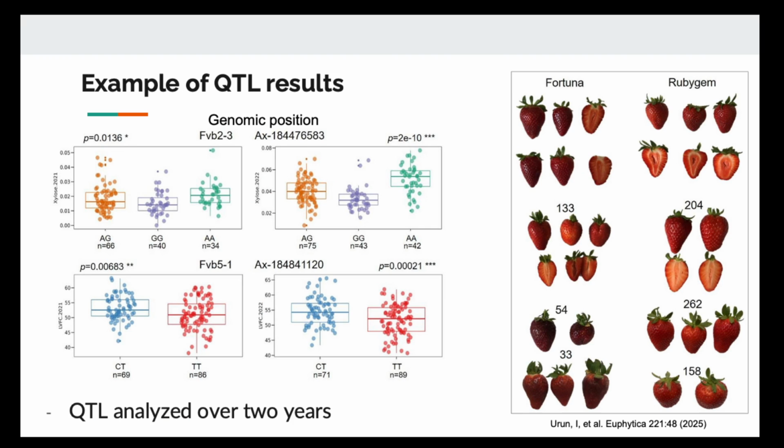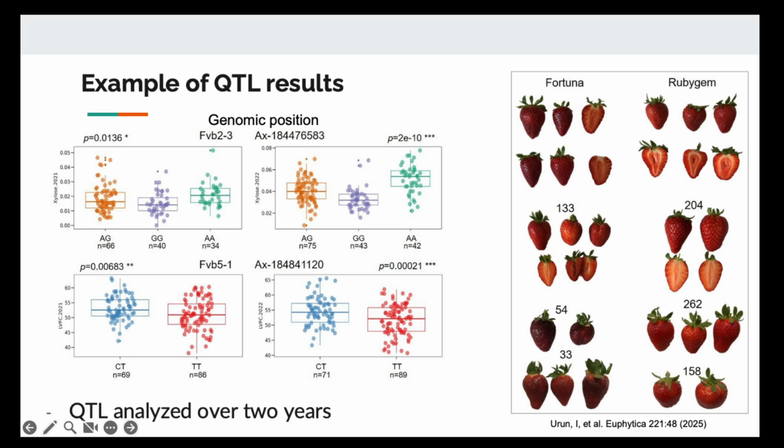Okay. So some examples of QTL analysis, there are many of them. I just picked some with nice pictures. In this example, they study the impact of the genotype in their strawberry on the yield and on the enzymes inside the strawberry that they measured over 2 years.